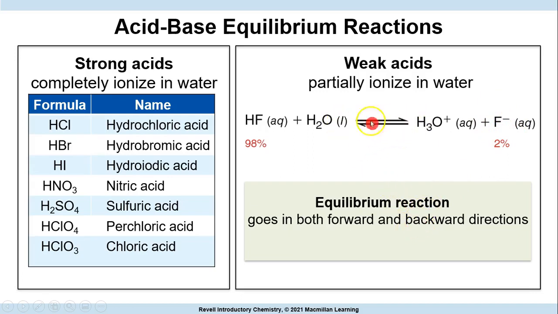So what you see here for the weak acids, you will always see an equilibrium reaction. It shows that the reaction goes both in the forward and the backward direction. So weak acids will always be denoted by a double arrow, where you see the equilibrium.